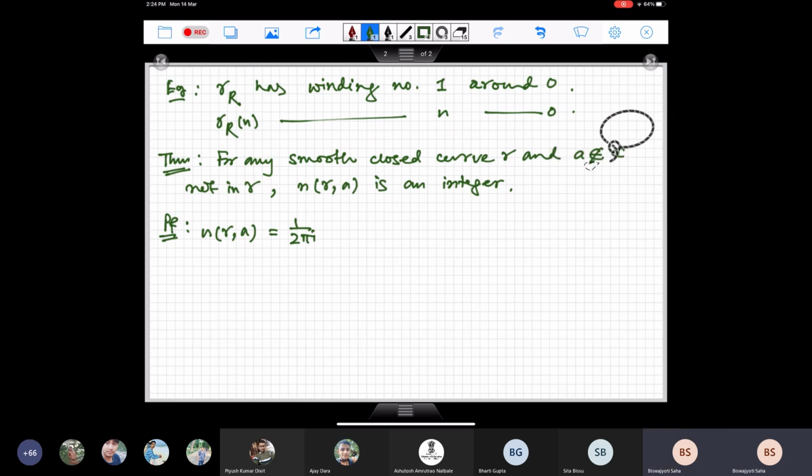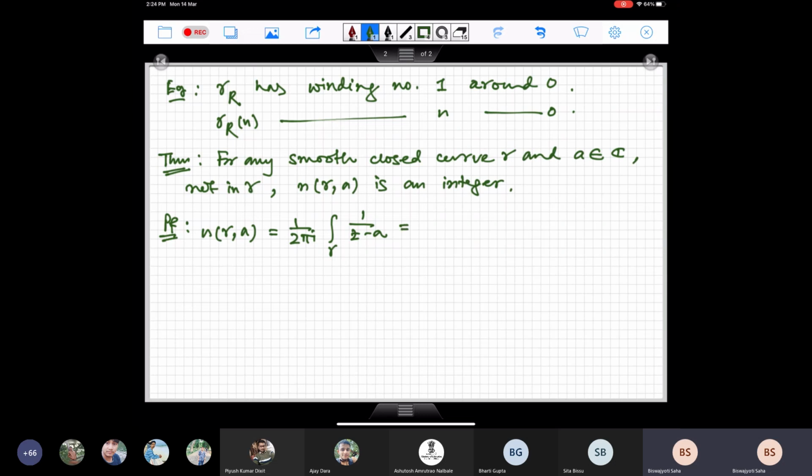Sorry. Yeah. Thank you. Let a belong to the complex numbers, not on gamma. So n(gamma, a) is 1 upon 2 pi i times the integral over gamma of 1 over z minus a. This is the quantity I need to figure out.